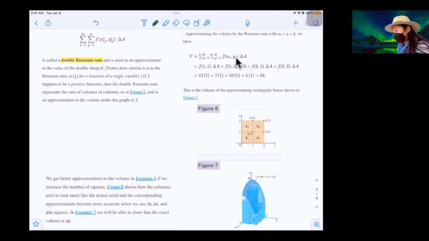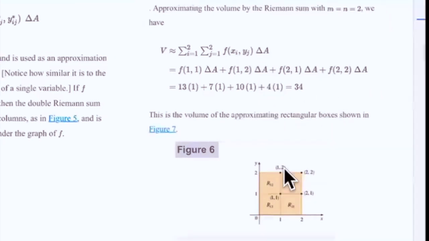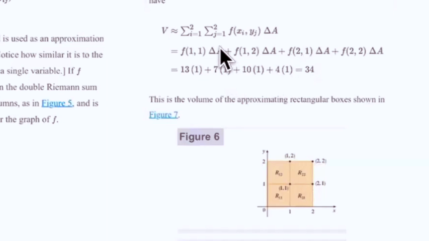The way we do it is like this. We take the function value f(1,1), and multiply that by the area of this subrectangle. Then take the function value over here times the area of the subrectangle, etc. We have 4 of them. Since each subrectangle has the same area delta A, you can put delta A outside and just add up the function values times delta A. Then you do the calculation, and it turns out to be 34.